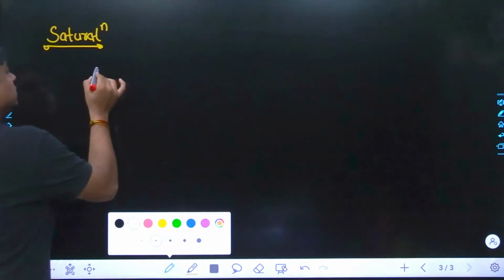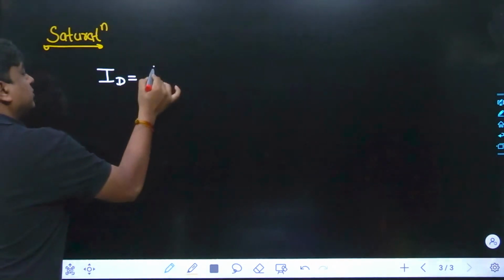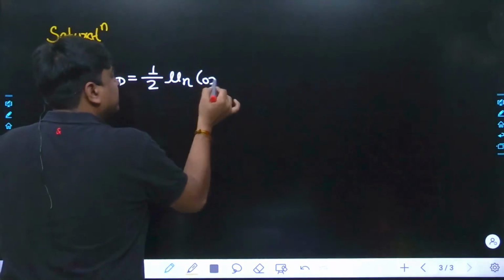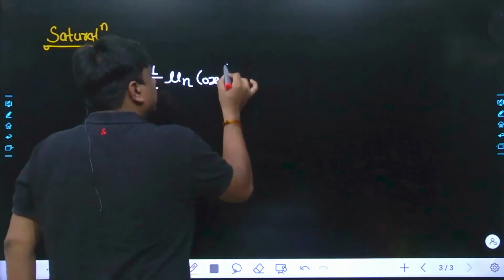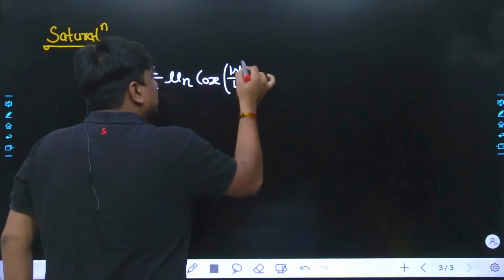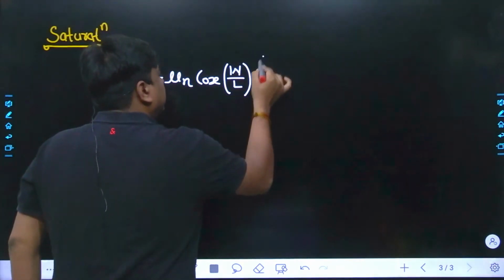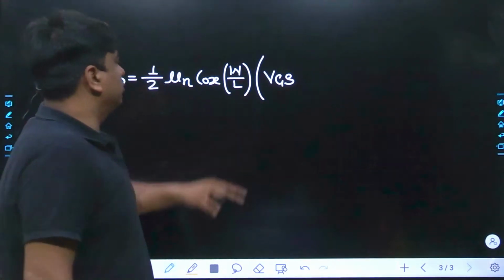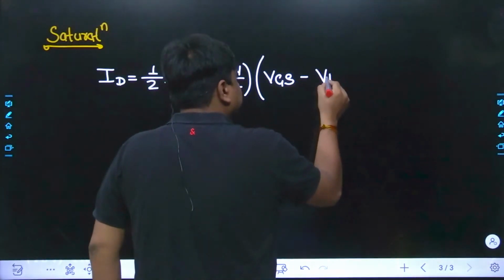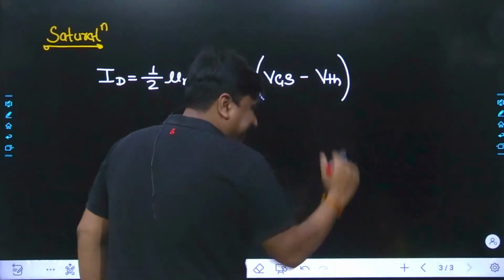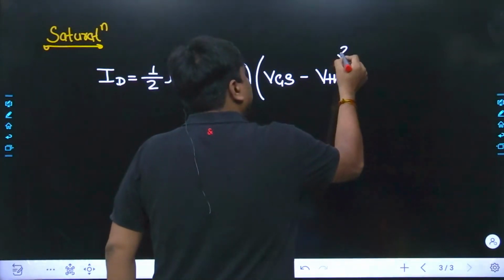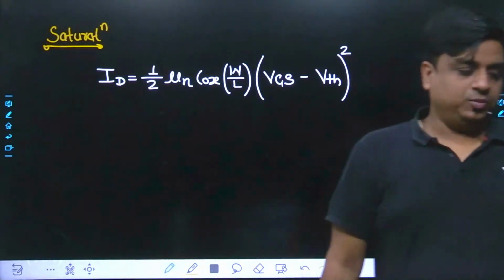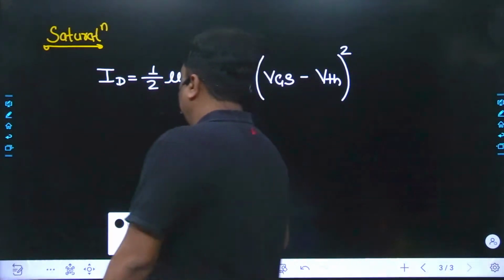This was ID, the drain current, equals half times the mobility of the n channel, times the capacitance per unit area of the silicon dioxide layer, times the width over length, or the aspect ratio of the channel, times VGS, the potential difference between the gate and source terminals, minus the threshold voltage, the minimum required VGS to get a deep inversion from where the current starts, all to the power of 2. Till this point, I don't think any student would have any doubt.